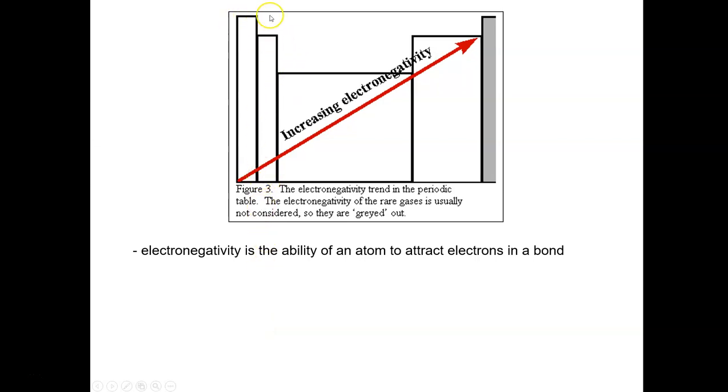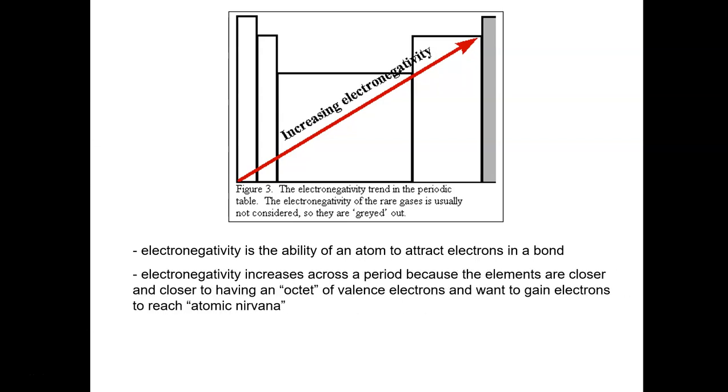The trend is as you go across the periodic table, electronegativity increases, and as you go down, it decreases, which is the same trend as ionization energy. The reasons why are pretty similar to what we've been just talking about. Electronegativity increases across a period because the elements are closer and closer to getting a very full energy level.